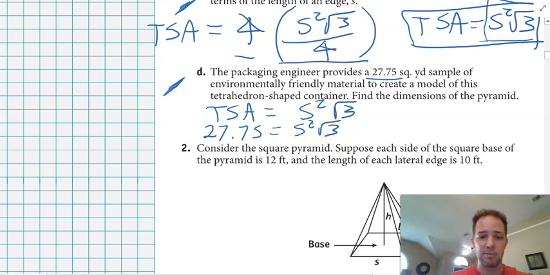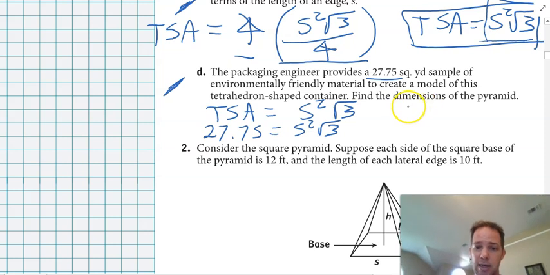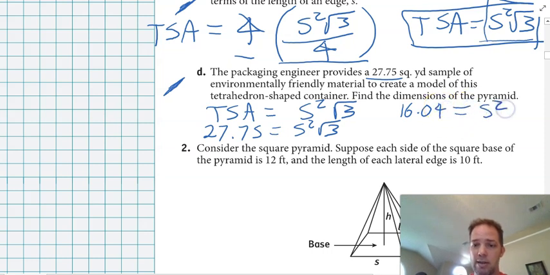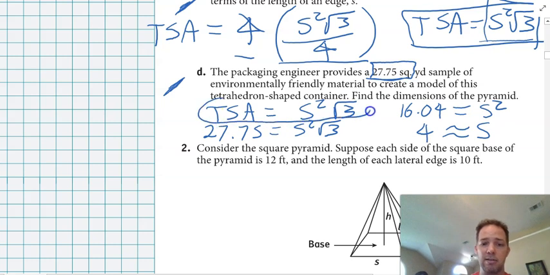So divide both sides by root 3. You get approximately 16.0, I don't even remember what it is, 4 something equals s squared. Take the square root of both sides, you get s equals approximately 4. So if you had a tetrahedron with exactly this much surface area, you could work backwards in this formula here and solve for s, the side length, or the dimensions of that tetrahedron.